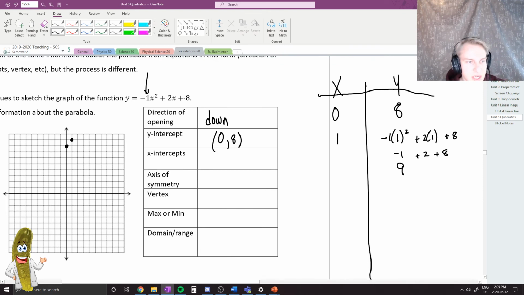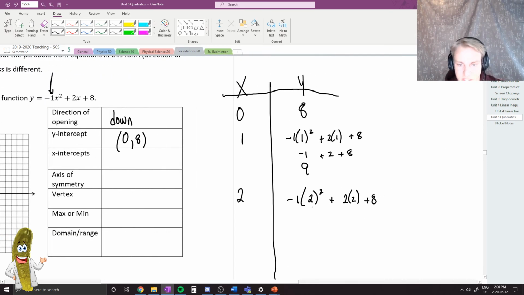And so it looks like we're getting up close to what the top of this graph would be. It looks like we're getting close to where the vertex would be. We said that the points are going to get really, really close together when we get to the top of the graph, and we know that it's going to open in the downward direction. So let's check when x is equal to 2. We have -1 times 2 squared plus 2 times 2 plus 8.